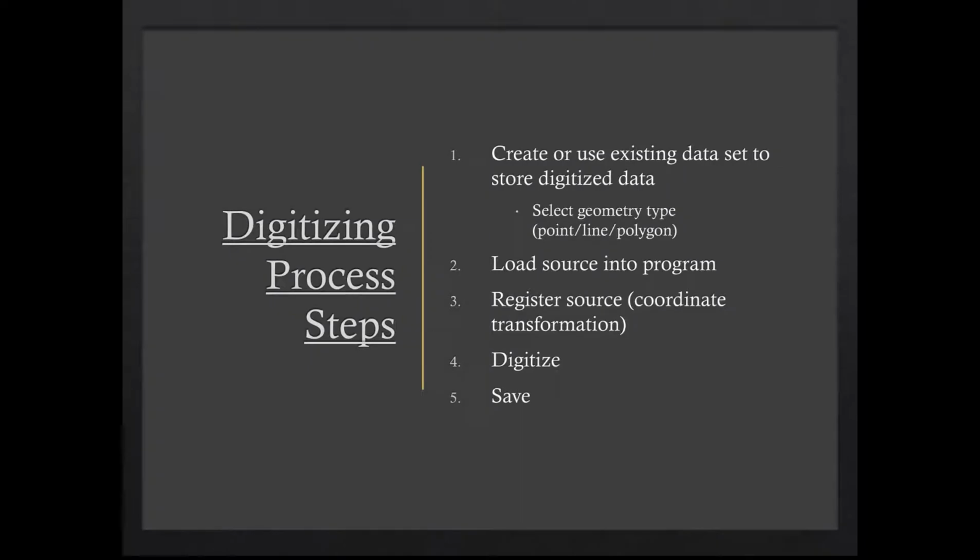When performing digitizing, you should follow these 5 steps. Step 1. Create or use an existing data set to store the digitized data. You should select the geometry type of the dataset. Step 2. Load the source data into the GIS program. Step 3. Register the source to Earth-based coordinates if it is not already. Step 4. Manually or automatically digitize the features into the digital dataset. And step 5 is to save the newly digitized features.